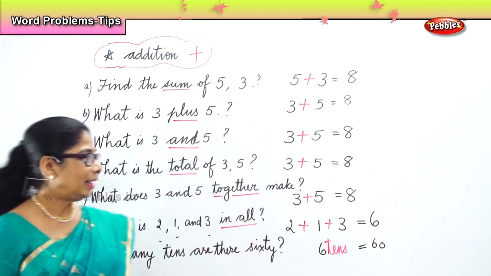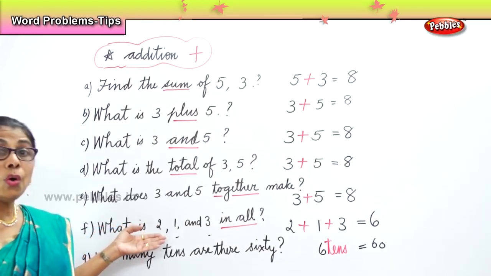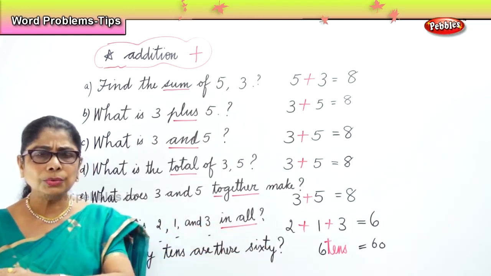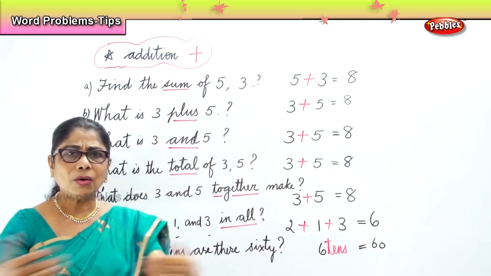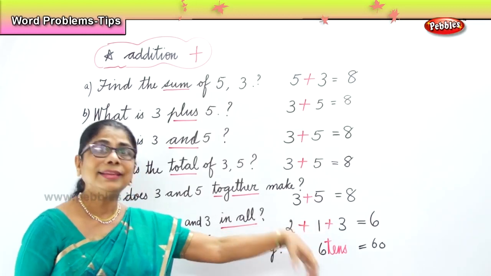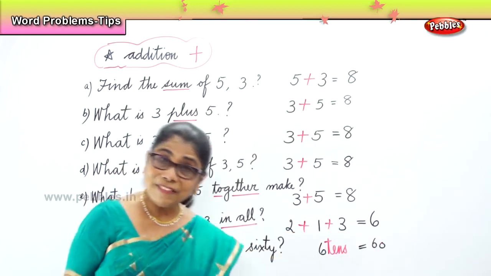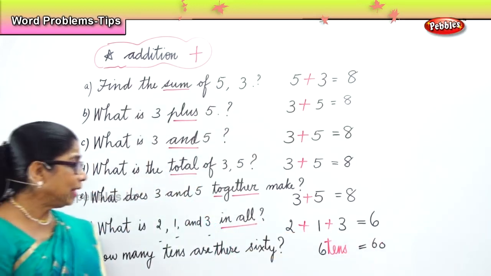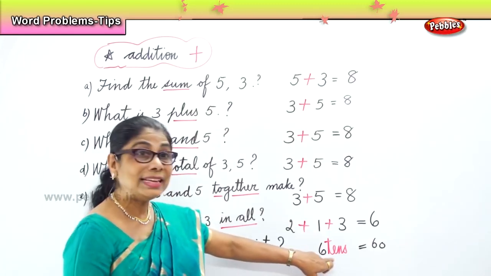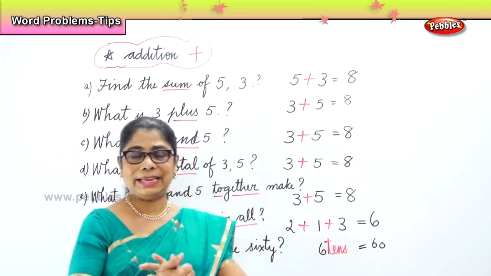3 plus 5 is 8. Now, here you have: what is 2, 1 and 3 in all? All the numbers together, in all. How many will it make? 2, 1 and 3 means 2 plus 1 plus 3. That is 6. And finally we have here: how many tens are there in 60? In 60 you get 6 tens. 6 tens equal 60.